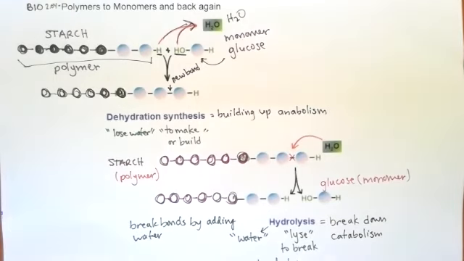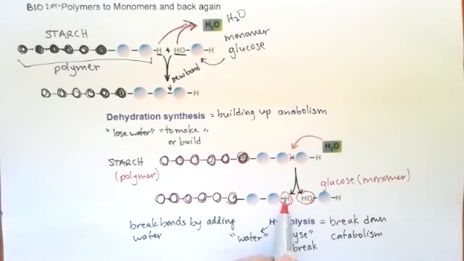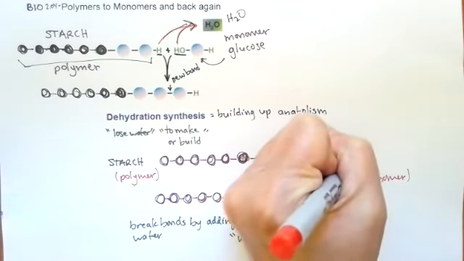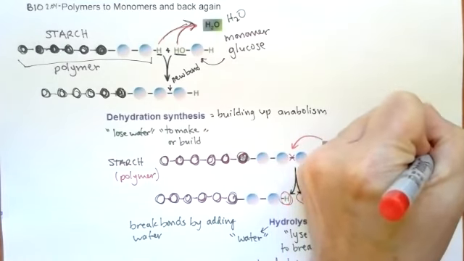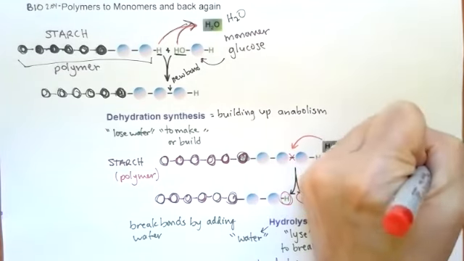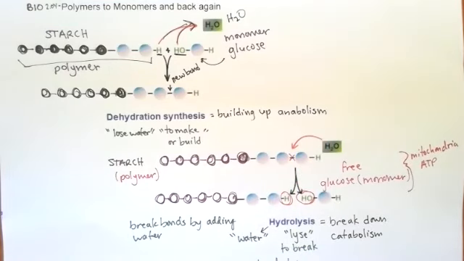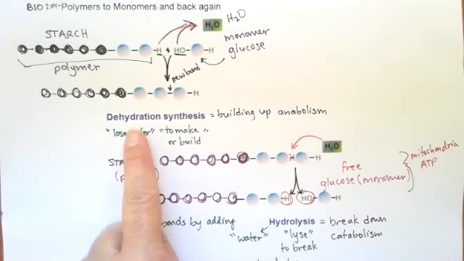So the water comes in and the water gets pulled apart. Half of the water goes on to the glucose, the OH goes back to the glucose, and the H stays on the end of the starch. So again, the water molecule comes in, gets pulled apart, and now we have a free glucose, and we can send this guy to the mitochondria to get turned into ATP. Again, to build up, anabolism, we synthesize through dehydration.